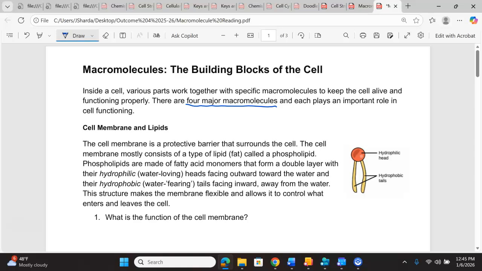Cell membrane and lipids. The cell membrane is a protective barrier, underline protective here, that surrounds the cell. The cell membrane mostly consists of a type of lipid or fat called a phospholipid, and you see one of those right here.